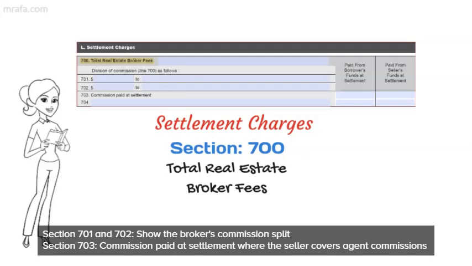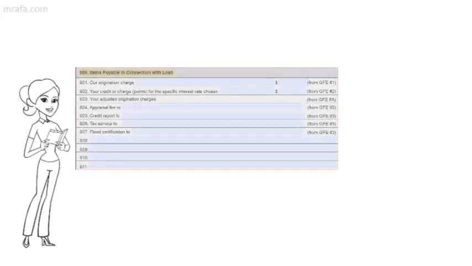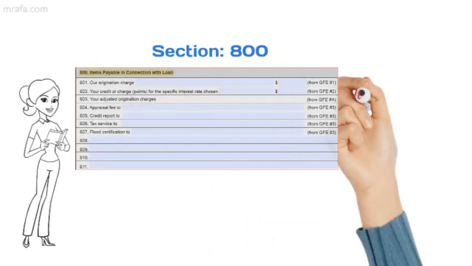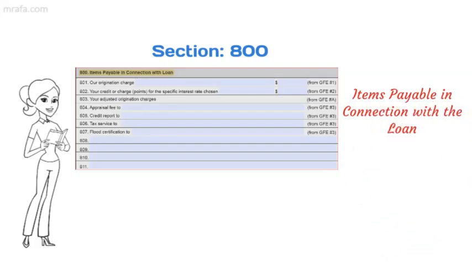So if you're the one purchasing the property, the section for borrowers' funds will be blank. So now let's go to section 800. It's related to the fees related to the loan to finance the real estate property.